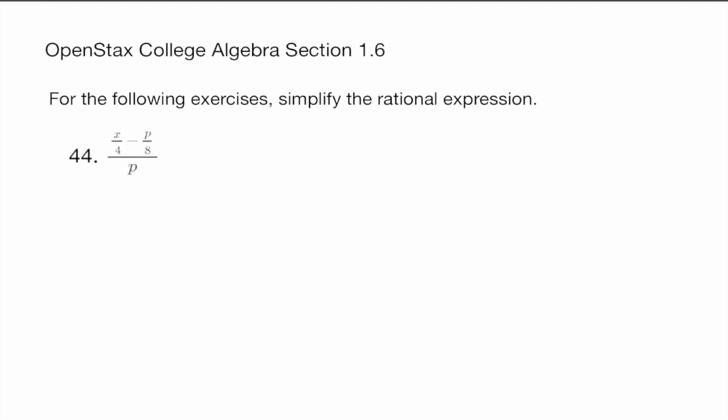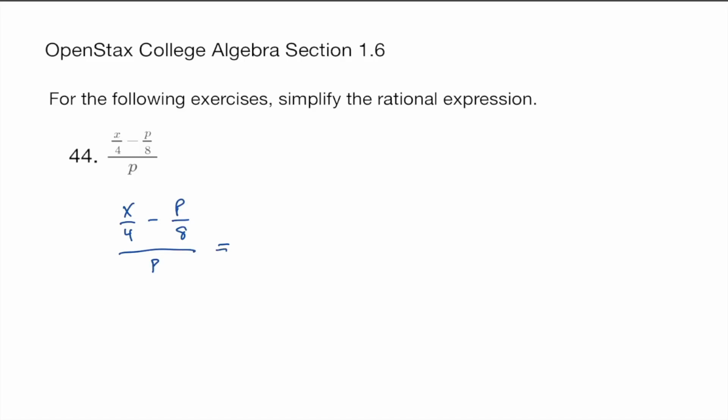Welcome. In this video, we're going to take a look at problem 44 from section 1.6 of College Algebra by OpenStax. And for our problem, we need to simplify the rational expression. All right, so let's rewrite it. We've got x divided by 4 minus p divided by 8, all divided by p.